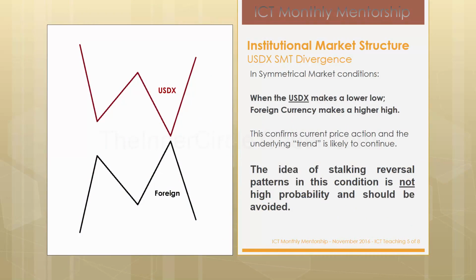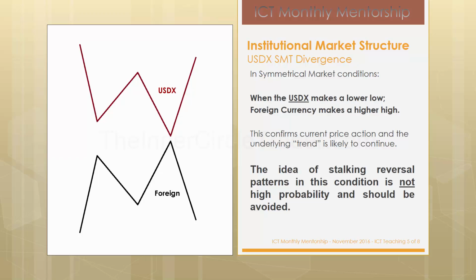Okay, let's take a closer look at what this concept actually means. We're going to be referring to the US dollar index SMT divergence. Now, SMT stands for Smart Money Tool or Smart Money Technique, and we're going to be looking for a divergence between closely correlated or inversely correlated assets.